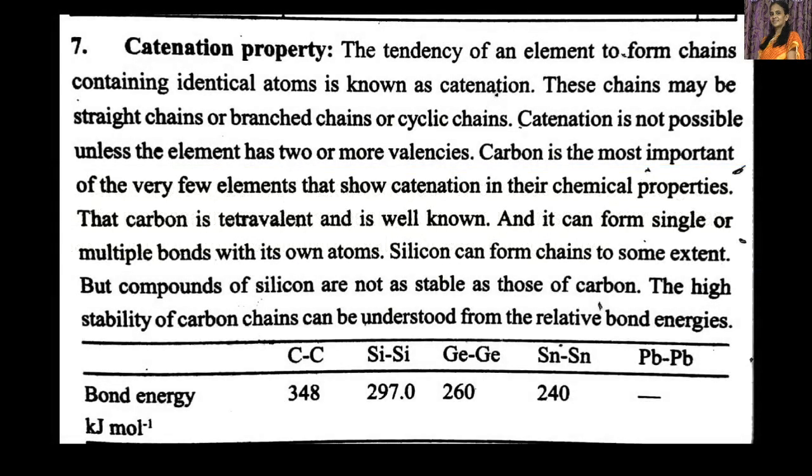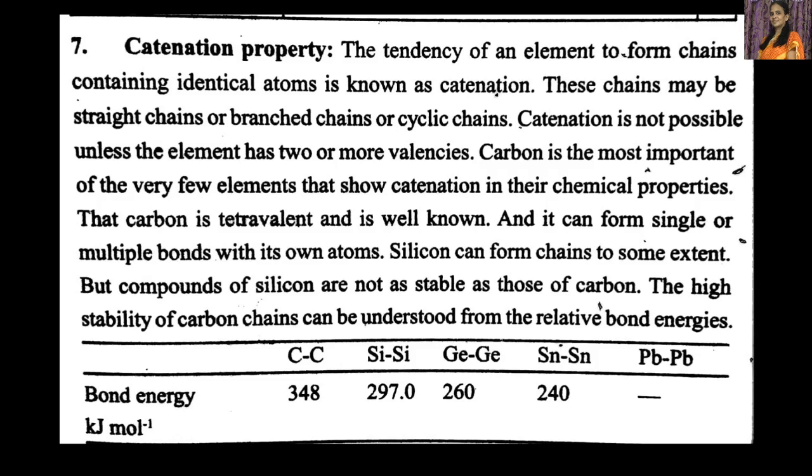Next one is the catenation property. This is the special property of fourth group elements. So what is meant by catenation? Let us discuss. Catenation is the tendency of an element to form chains containing identical atoms, and sometimes rings also. So catenation is the tendency of an element to form long chains and rings of identical atoms.